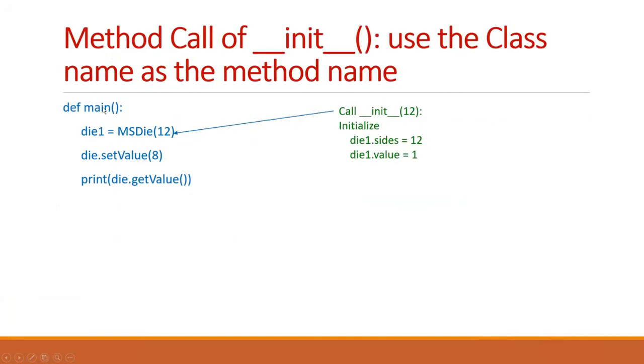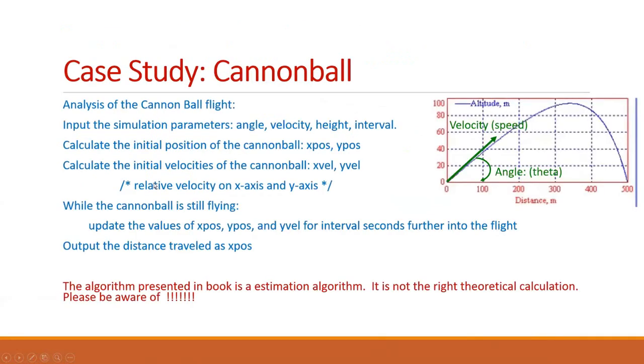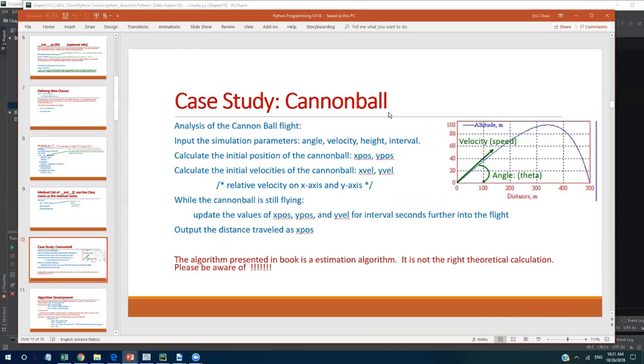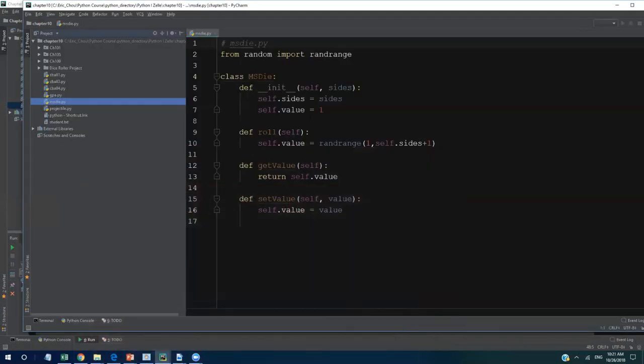Here, in my main function, I define my die to have 12 faces. Initially I set my value to be 8, and I get the value. So here I should get 8, because I set the value to be 8. Okay. Let's go back to here. Here we have a class called MSDie. So here I can do my definition of my main function.